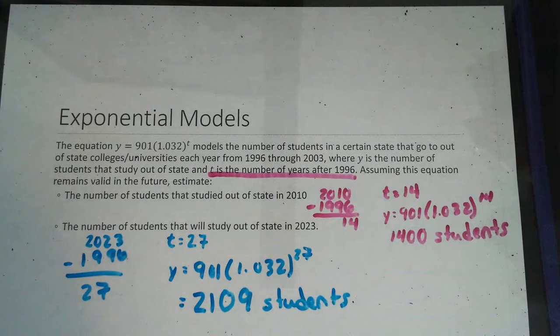So make sure you're reading your questions and you know what your variables mean. That's the biggest part of application problems in general, being able to understand what information they're giving you and what they're asking. So in this case, they gave us a formula telling us that y was the number of students and t was the number of years after 1996. In both parts of this, it was looking for a number of students, so we knew we were solving for y. And they gave us a year, which means they gave us the information we needed to figure out what our t value was. So really take your time to digest these problems and know what they're asking and how they're asking it.